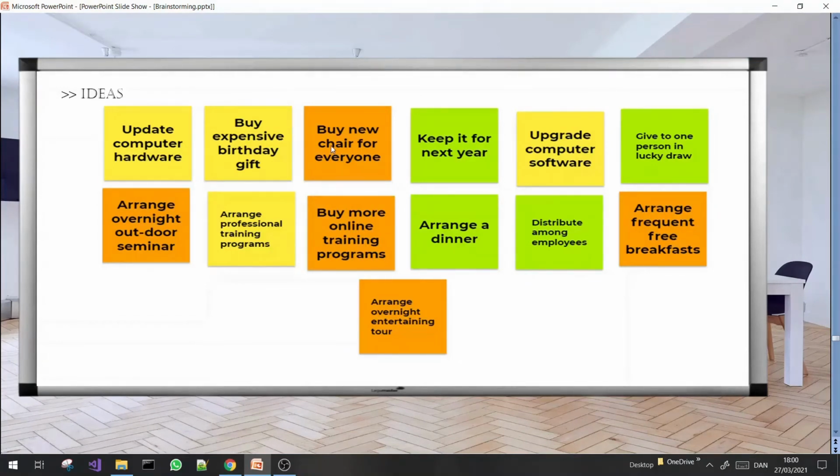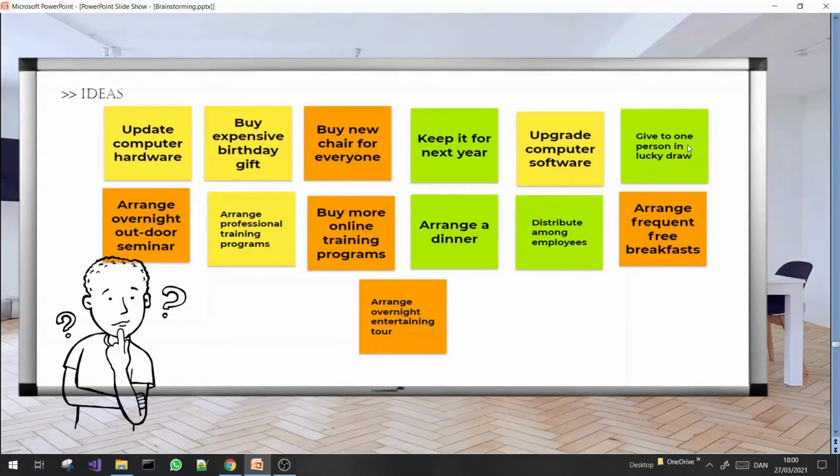We should buy new chairs for everyone, keep it for next year, or we should give it to one person in a lucky draw. That's a very good idea. And so on. So actually we have exactly 13 ideas. What to do next? How can we select one or more ideas? Selection of one or more ideas is based on which idea is favorite among the group members. And how to know which idea is favorite among the group members is based on voting.